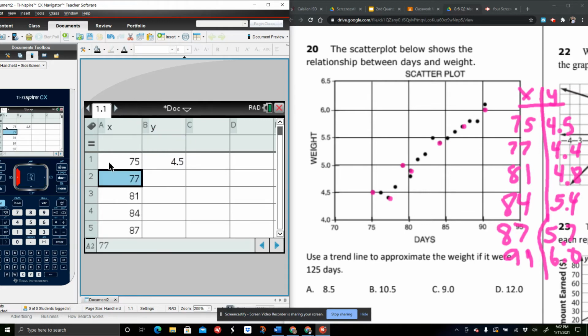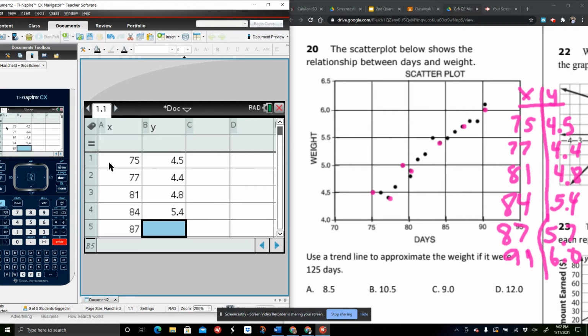4.5. So I had 75 and 4.5. And then 4.4 because I had 77 and 4.4. 4.8 gives me my 81 and 4.8. 5.4 makes my 84 and 5.4. And then 5.7 gives me that 87 and 5.7. And 6.0 gives me the 91 and 6.0 on my last dots that I got from the table.